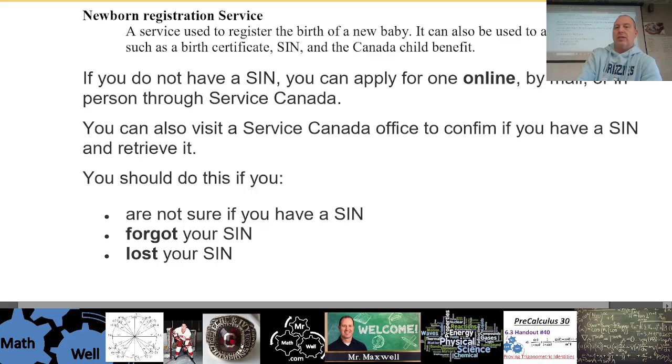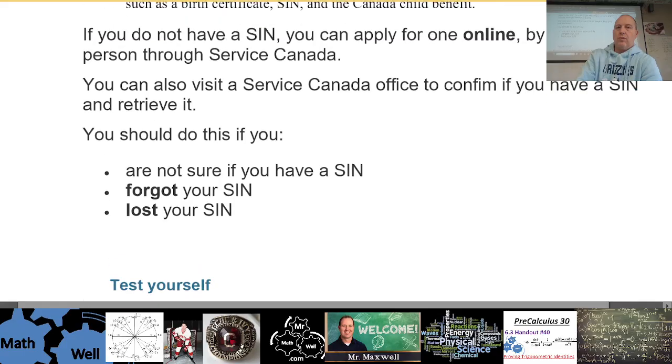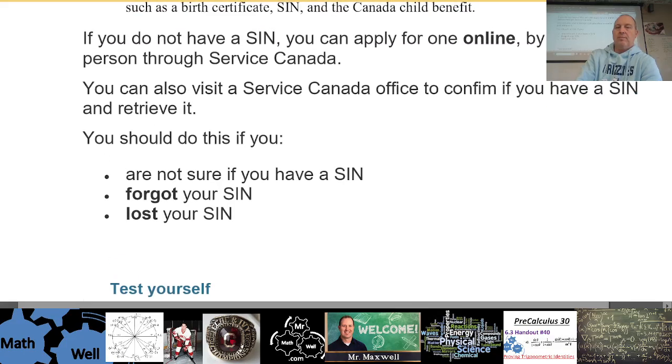So, Service Canada, there are Government of Canada offices in every city, so you should be able to find one downtown. Okay, so the bold terms are the blanks there, I guess, so you guys got that. Online, you can apply for one online. Forgot and lost.